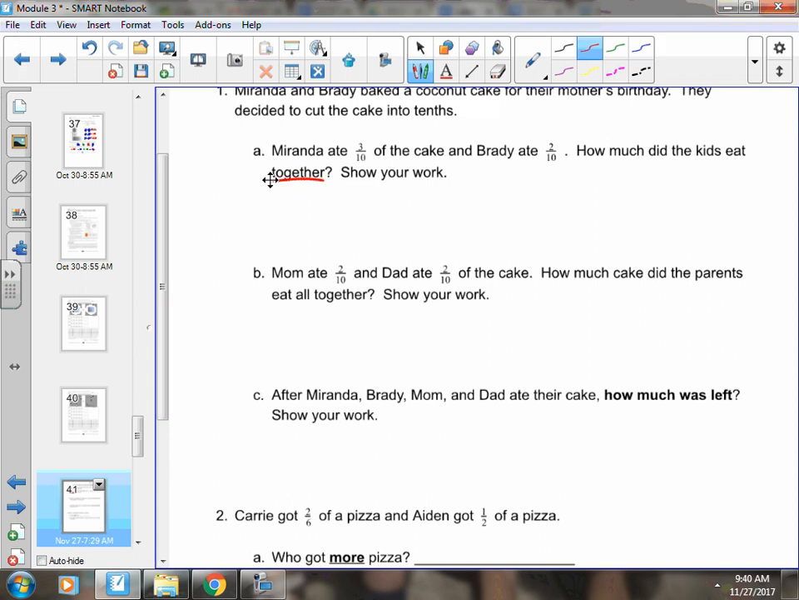When you see that word together, I hope you're thinking addition, and it's ridiculously easy to add these two numbers together because the denominators are already the same. 3/10 plus 2/10 equals 5/10. And though we don't have to in 4th grade, it's a good habit to get into to know that 5/10, if you needed to, could be simplified to 1/2, right? If you divided the top by 5 and the bottom by 5, 5/10 is the same as 1/2.